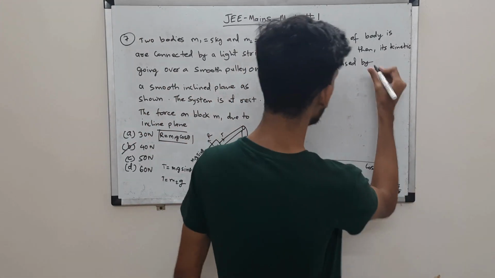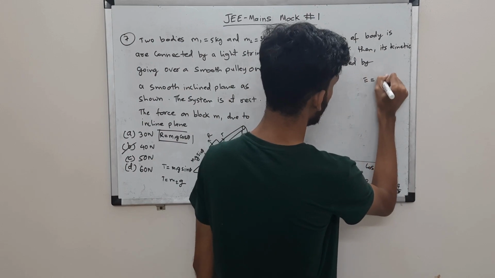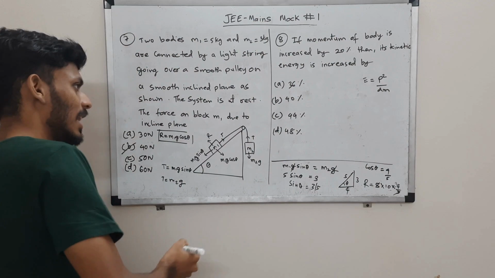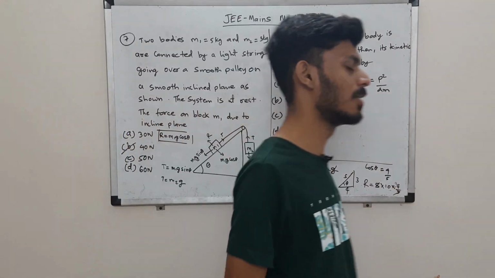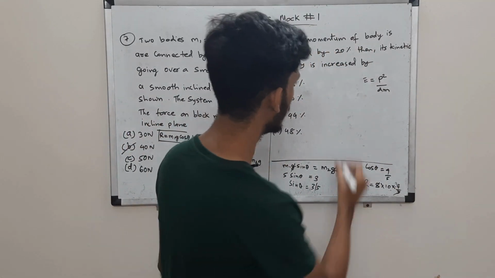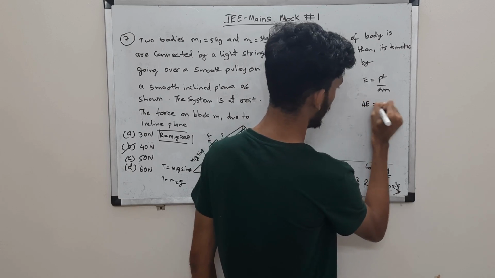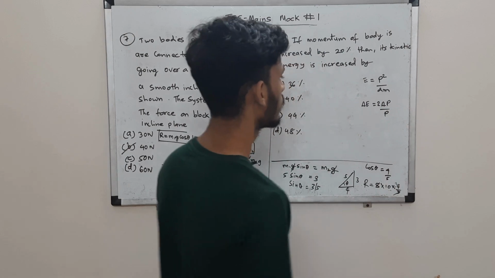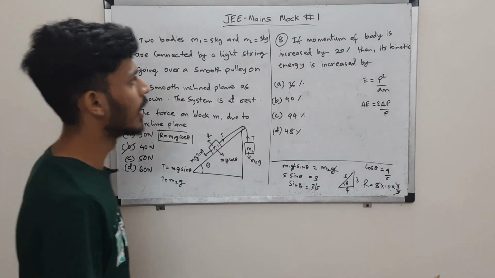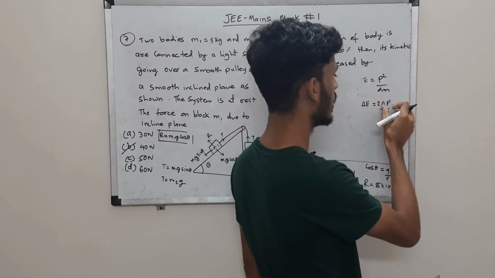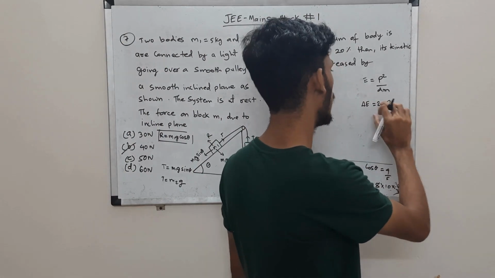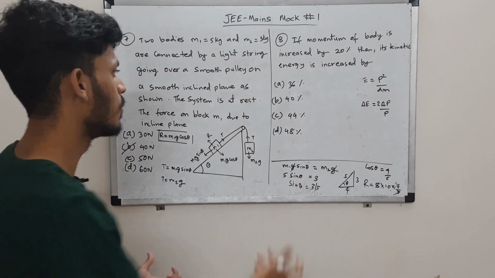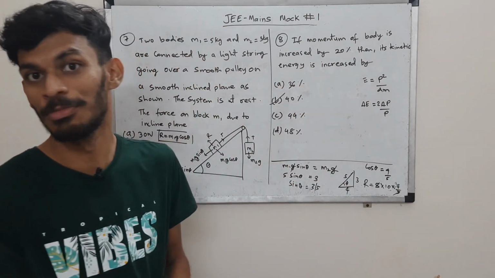You might be tempted to use the relation between kinetic energy and momentum, that energy is p square by 2m. So basically the increase in the kinetic energy is 2 times delta p by p. Here you can directly see that the momentum is increased by 20%, so 2 times that is 40%, and you might say 40% is the correct answer, which is not.